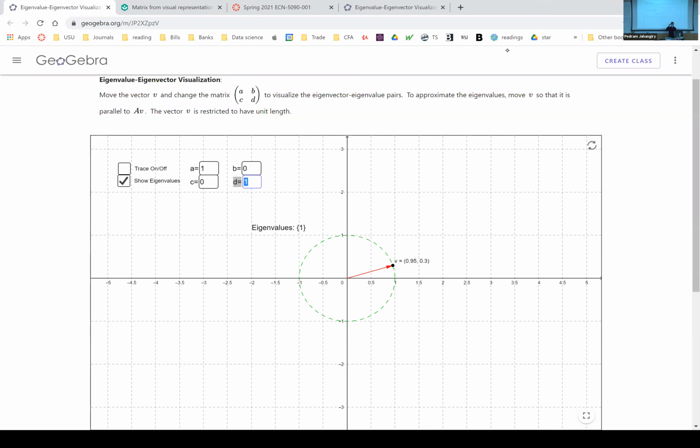So if I imagine your transformation matrix is 1, 0, 0, 1, what is it doing? Nothing, right? If I multiply it to any vector, I get the same vector, right? So look at that. Do you see that V and AV are overlapped? So what is the eigenvalue? 1. What is the eigenvector? That V is the eigenvector there, right? So if I just turn it around, the eigenvalue is going to be always 1, right? And there are lots of those eigenvectors.